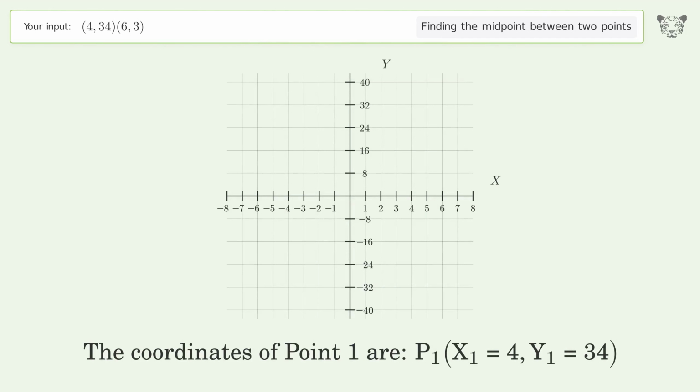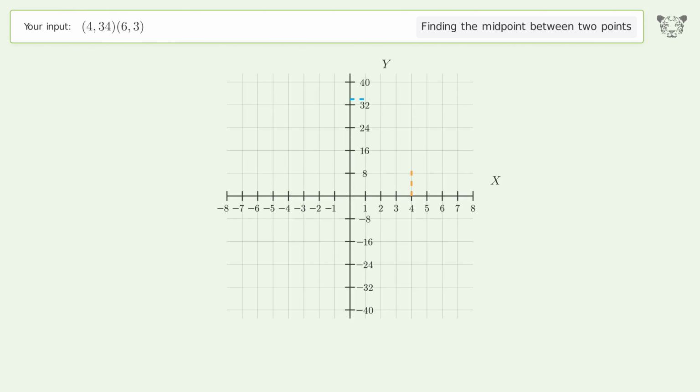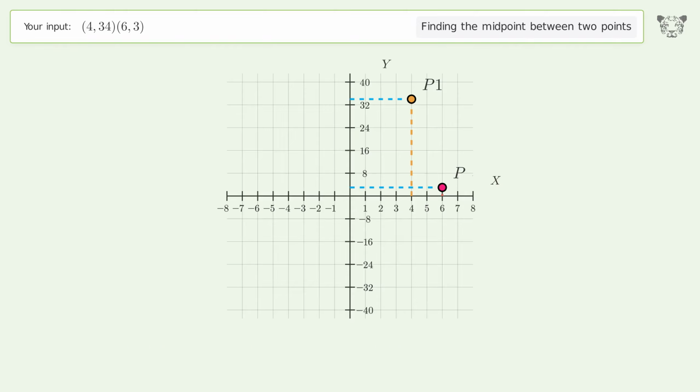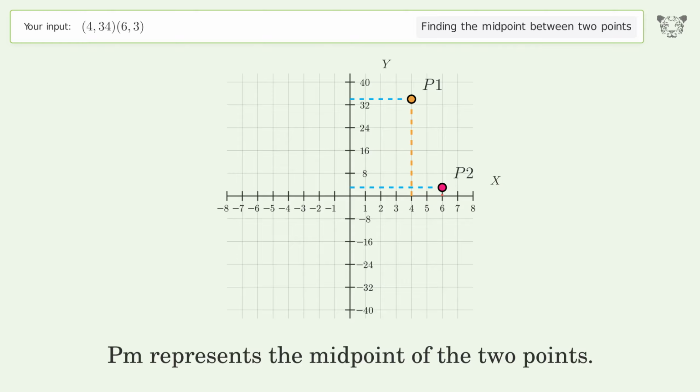The coordinates of point 1 are x1 equals 4, y1 equals 34. The coordinates of point 2 are x2 equals 6, y2 equals 3. PM represents the midpoint of the 2 points.